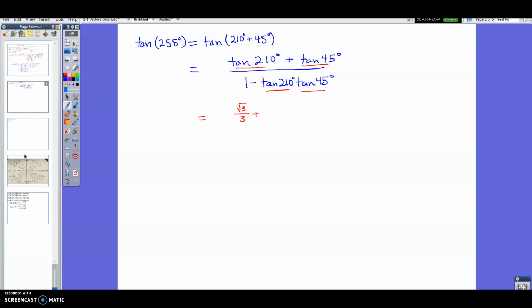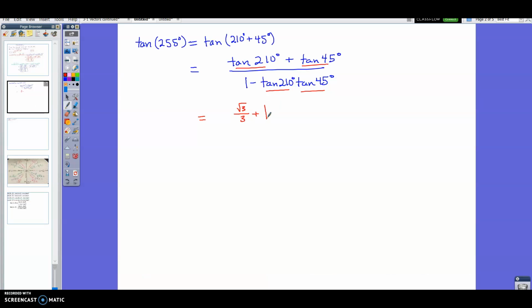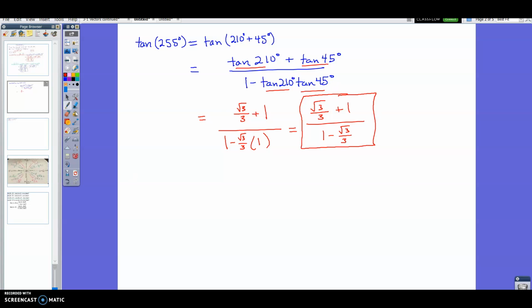The tangent of 45 is 1. And that's going to be over 1 minus the tangent of 210, which we found was the square root of 3 over 3, times the tangent of 45, which we already found was 1. So we would simplify this. So we have the square root of 3 over 3 plus 1 on top. Now here really the only thing we can do is multiply this out. So we have 1 minus the square root of 3 over 3. Now we can leave our answer like this. You don't have to worry about trying to rationalize that.